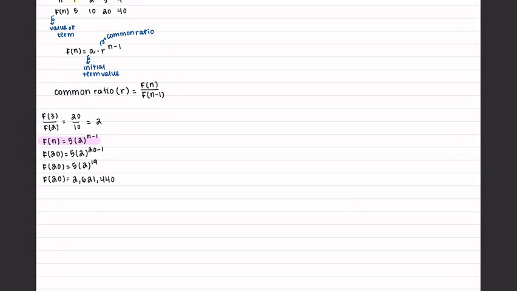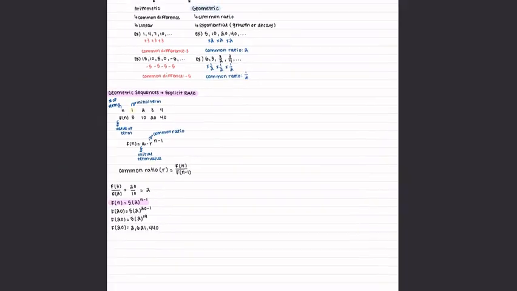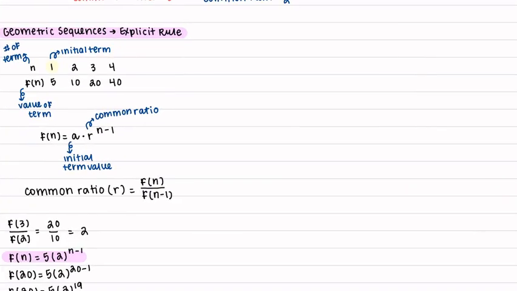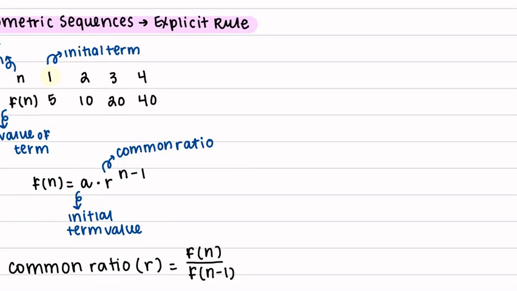All right, but something else we need to think about is sometimes you're going to be given maybe this exact same sequence, and instead of the initial term being 1, the initial term will be 0. So over here, I'm going to say that the initial term is 0, 1, 2, 3. And the initial term value is still going to be 5, and then 10, 20, and then 40. But this does change our equation.